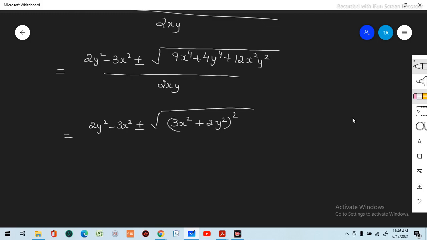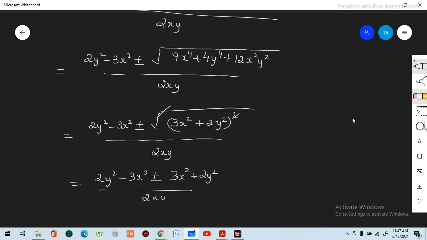Expand this. 3x square squared, so 9x power 4 comes as the first term. Yes, sir. Then 3 2s are 6, 6 2s are 12, 12x square y square we will get. In the denominator you have 2xy, you keep as it is. This square and the square root will get cancelled. Write the remaining term: 2y square minus 3x square plus or minus, you are left with 3x square plus 2y square, whole divided by 2xy.